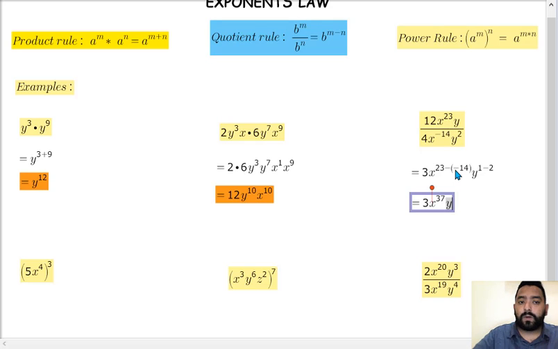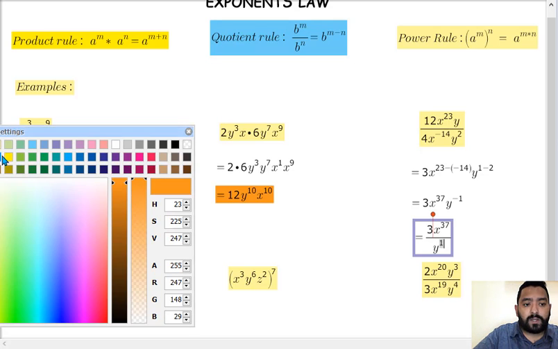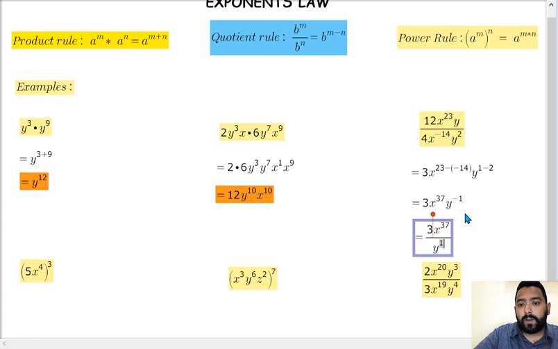And then you are going to work with y, and we have y to the 1 minus 2, and it's going to be to the power of negative 1, because 1 minus 2 is negative 1. When you have a negative exponent, you move it down. So you're going to have 3x to the 37, and this exponent that is negative, we put down applying the inverse operation, or the reciprocal, and we put y to the 1. And with this, we finish this problem about division.